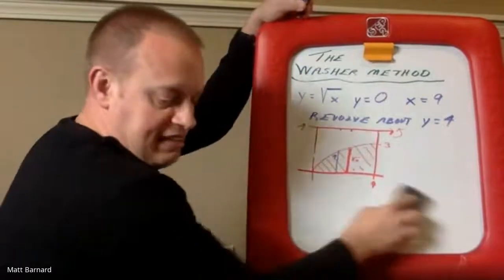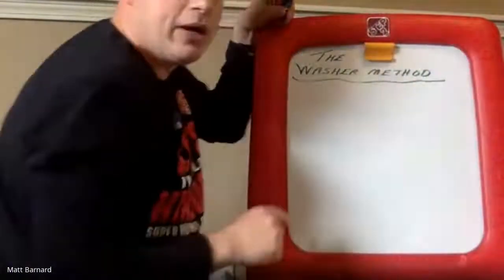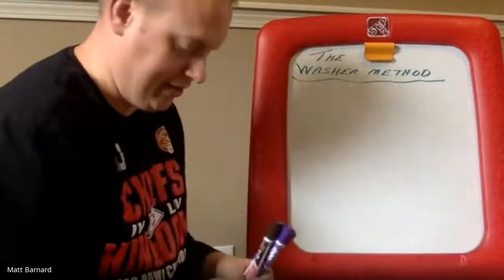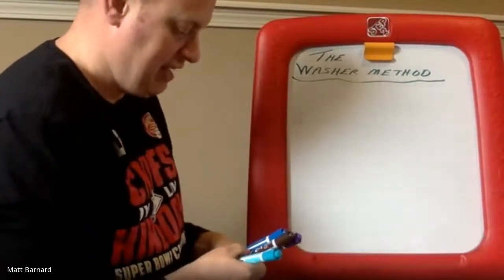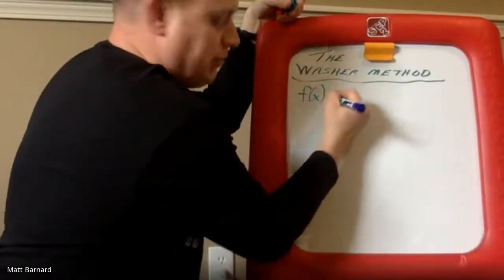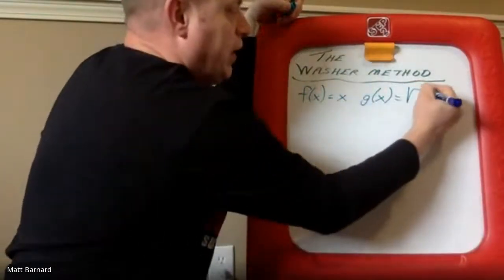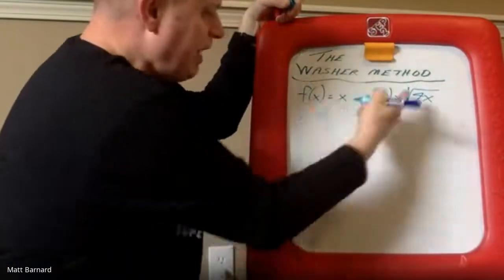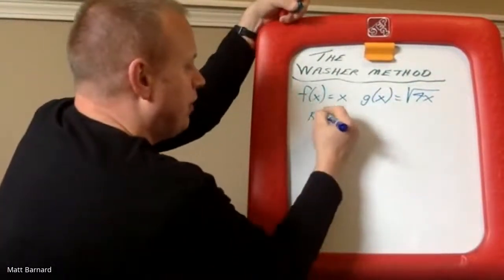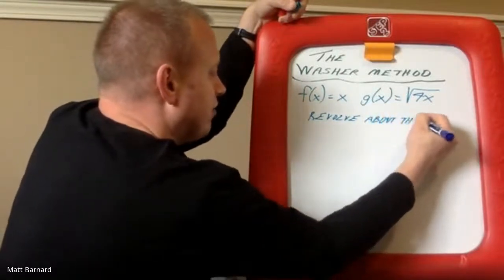So last but not least, when we rotate this way, in the previous concept, we worked with area between curves. So how does that work out in this context? So let's do this. We're going to find volume this time, but we're going to use f of x equals x and g of x equals the square root of 4x. And we want to take the region that's bounded by those right there, and we want to revolve about the x-axis.